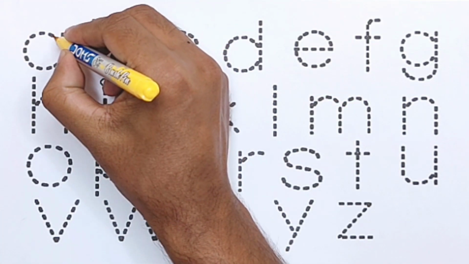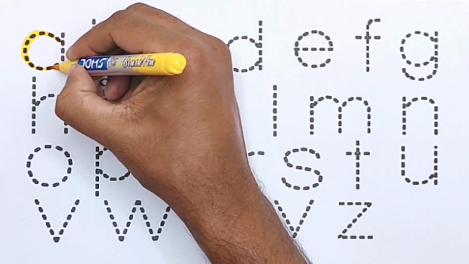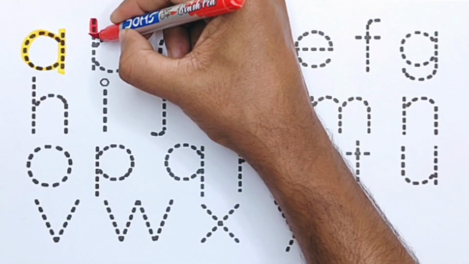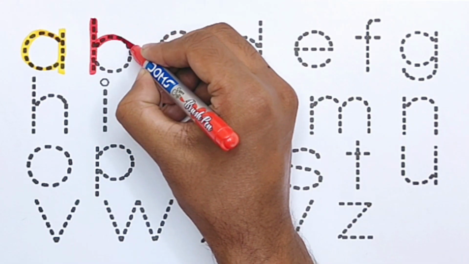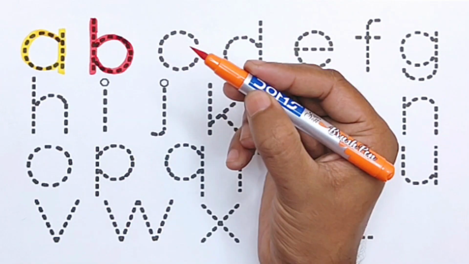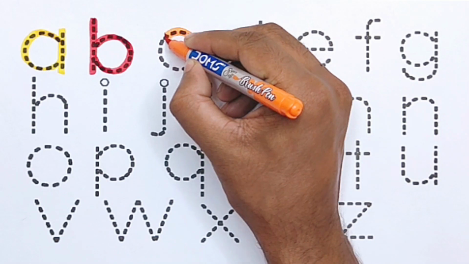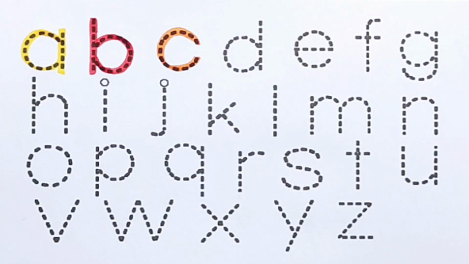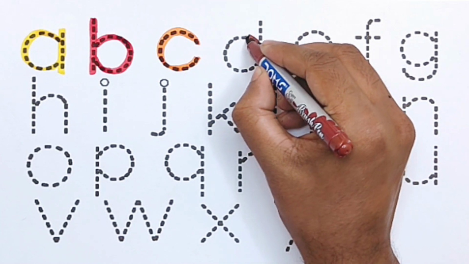Yellow color. A for apple. Red color. B for banana. Orange color. C for cat. Brown color.